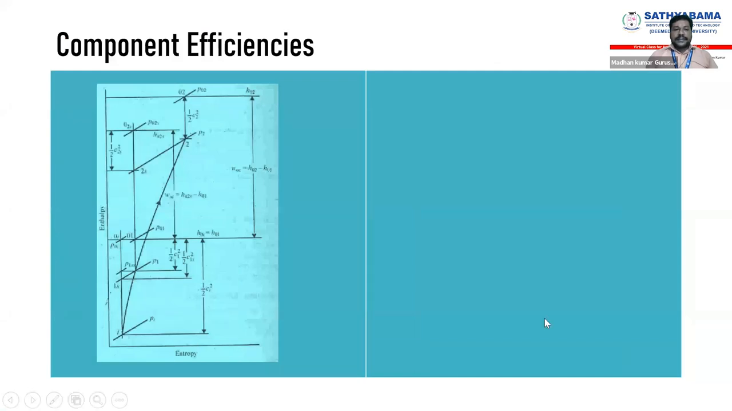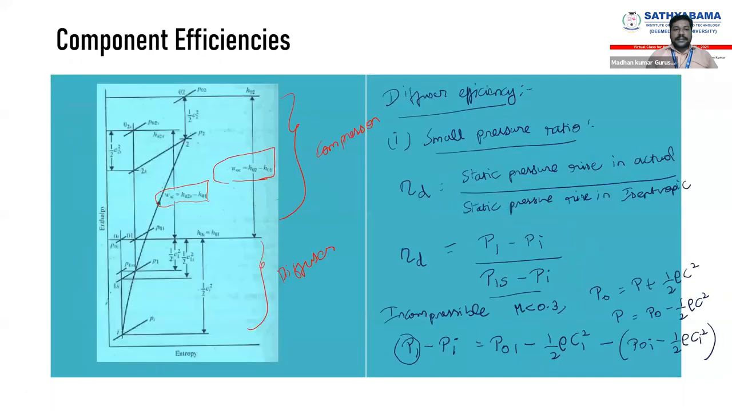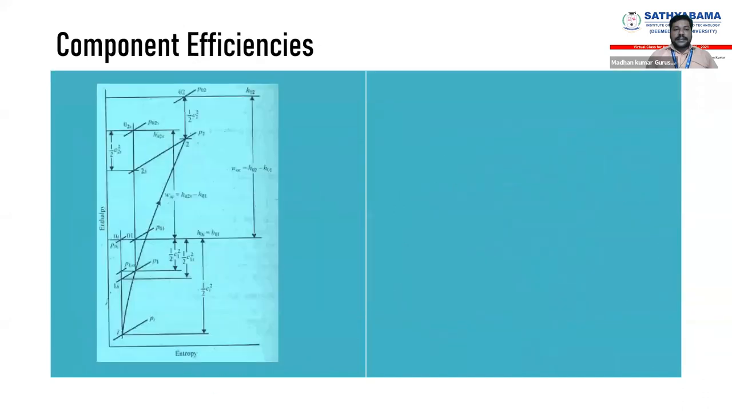We discussed the turbine efficiency. For the turbine efficiency, the small pressure ratio turbine efficiency has been derived, and then the large pressure ratio turbine efficiency has also been derived. In today's class, we are going to derive the component efficiency of the compressor now. I told you in the last class itself, this is the compressor portion.